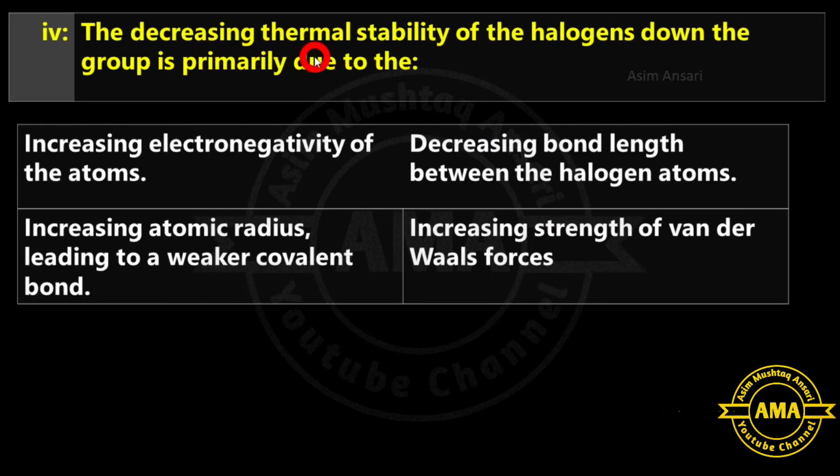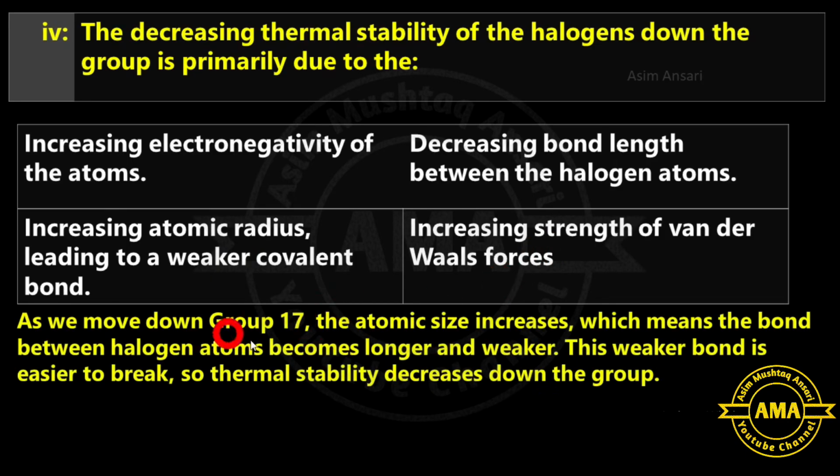Next is: the decreasing thermal stability of the halogens down the group is primarily due to: increasing electronegativity of the atom, decreasing bond length between the halogen atoms, increasing atomic radius leading to a weaker covalent bond, and fourth is increasing strength of van der Waals forces. There, as we move down group 17, the atomic size increases, which means the bond between halogen atoms becomes longer and weaker. This weaker bond is easier to break, so thermal stability decreases down the group. So the exact answer is C option, increasing atomic radius leading to a weaker covalent bond.